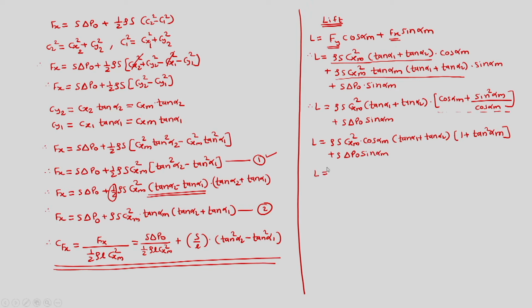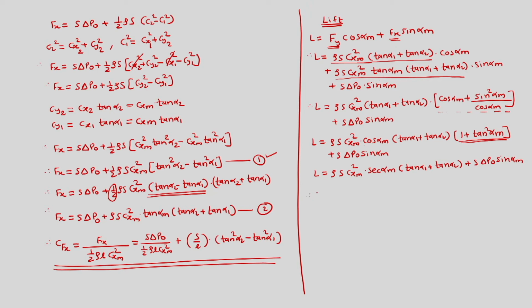But we know 1 plus tan square alpha is equal to sec square alpha. So, here we will have sec square alpha m, but we have one more cos alpha m here, so that is a reciprocal. So, we can write it as rho S Cxm square into only one sec alpha m into tan alpha 1 plus tan alpha 2, plus S delta p naught sin of alpha m. So, this is our expression for the lift.